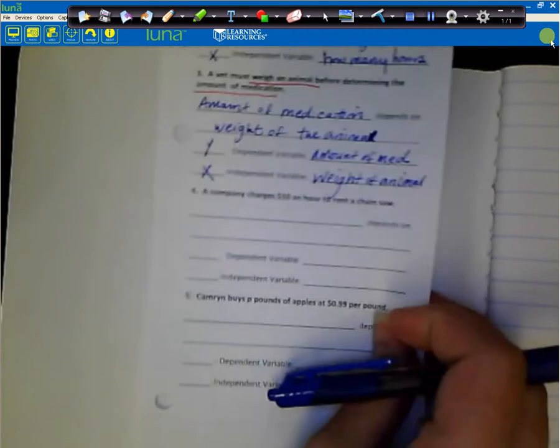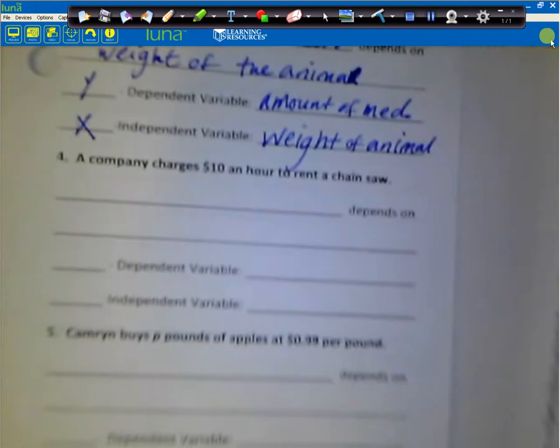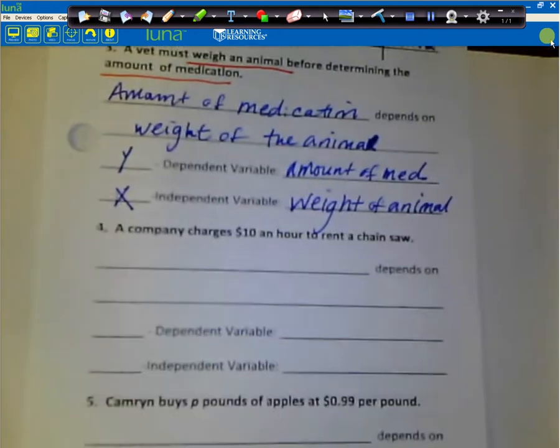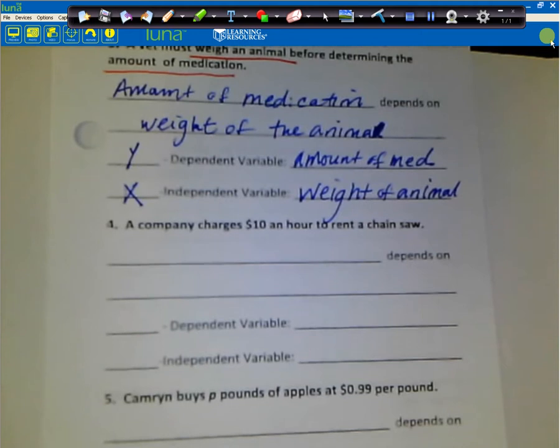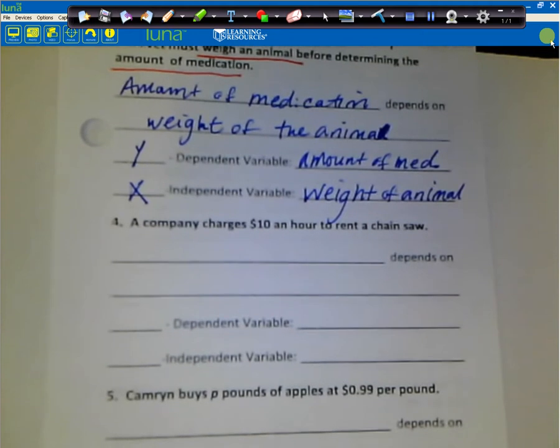Let's look at number 4. It says a company charges $10 an hour to rent a chainsaw.